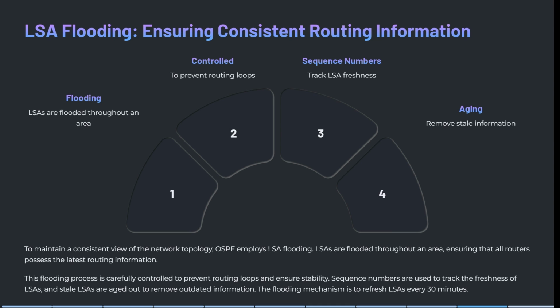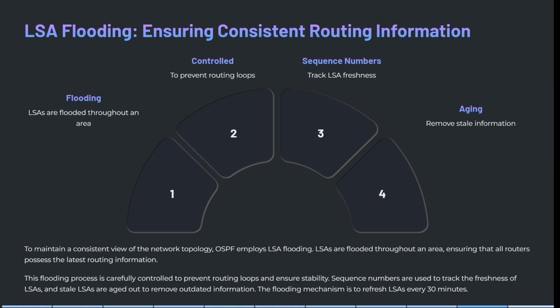LSA flooding, ensuring consistent routing information. Flooding: LSAs are flooded throughout an area. Controlled, to prevent routing loops. Sequence numbers track LSA freshness. Aging removes stale information. To maintain a consistent view of the network topology, OSPF employs LSA flooding.